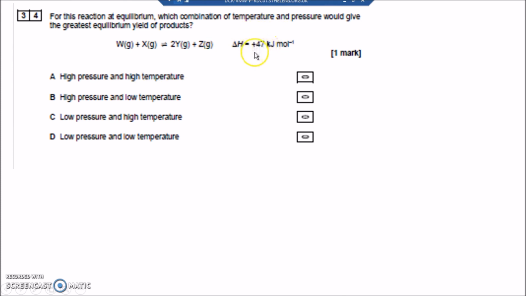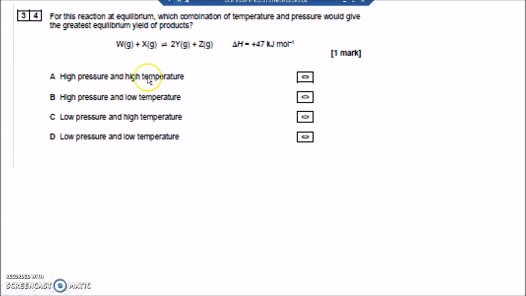It's a positive value. So that means that in the forward direction, when W and X react to make Y and Z, this takes in energy. It's endothermic, takes in energy. Exothermic is minus, gives out energy. This is endothermic, takes in energy. When W and X make Y and Z, this takes in energy from its surroundings.